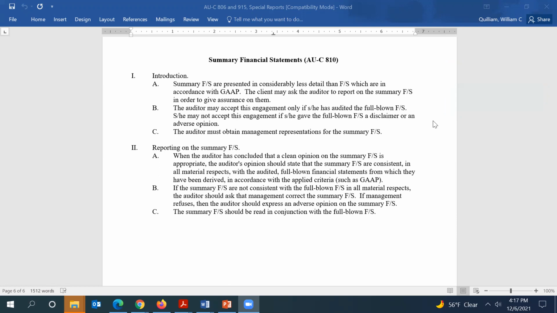So a little introduction. You see this statement's really short, sweet, simple. Summary financials are presented in considerably less detail than financial statements which are in accordance with GAAP. And the client may ask the auditor to report on the summary financials in order to give assurance on them. Again, it has assurance that they conform to the basic financial statements from which they come, not that they're in accordance with GAAP.